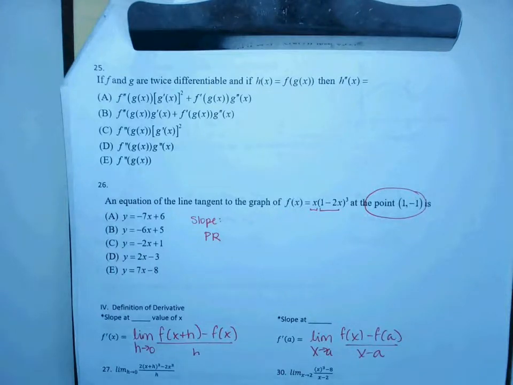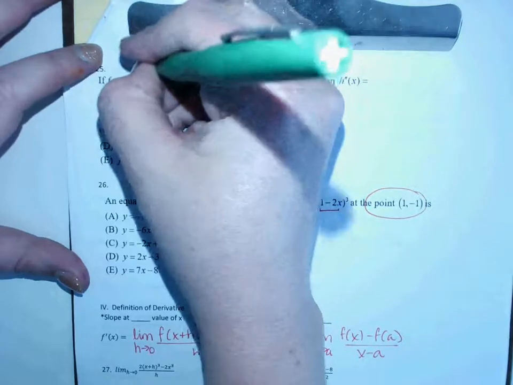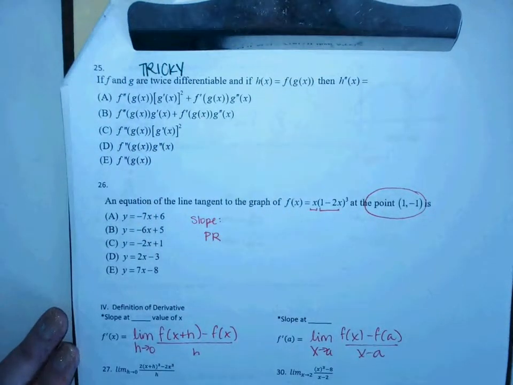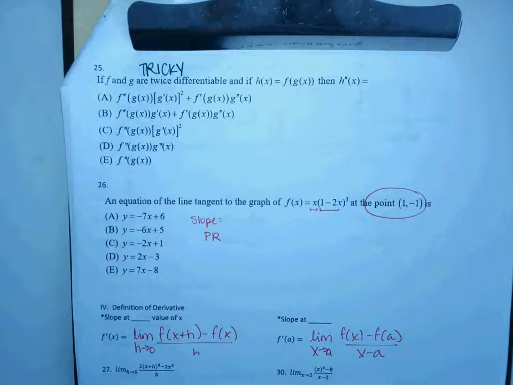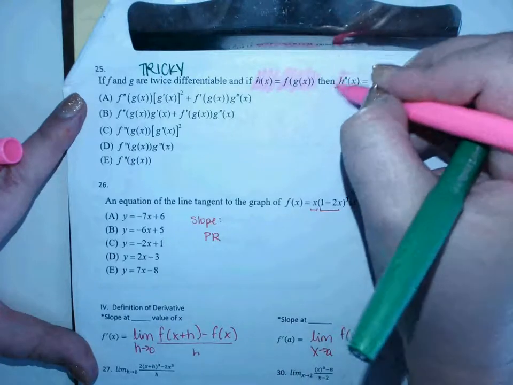Hey, so just real quick, we're going to go over question 25. It's a little bit tricky, but it's not too bad. You just have to kind of go step by step. So we have a function right here. They're asking us to find h double prime. So we have regular h, we want h double prime.